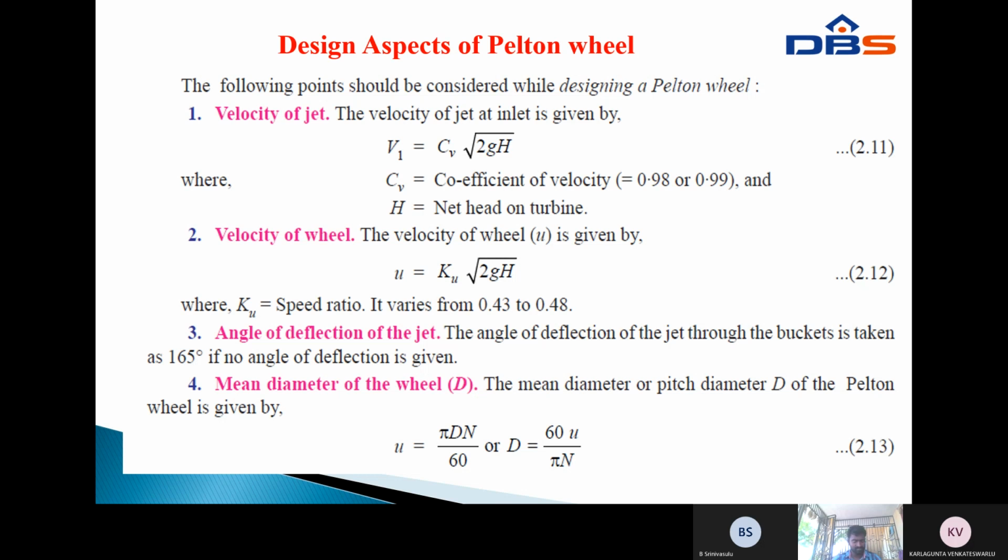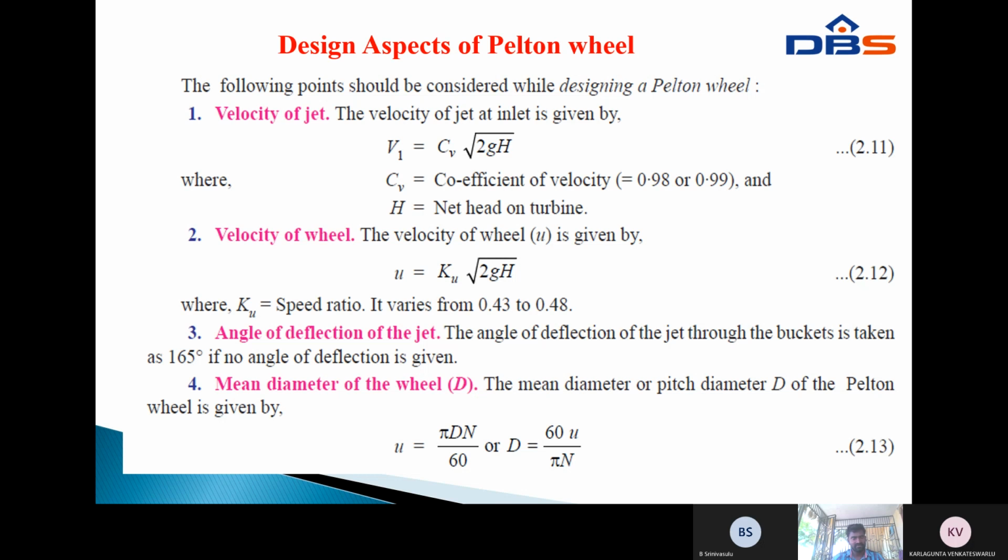The design aspects of Pelton wheel turbine. Velocity of jet. The velocity of jet at inlet is given by V1 equal to Cv root of 2gH, where Cv equal to coefficient of velocity, H equal to net head on turbine. Next, velocity of wheel, U equal to Ku root of 2gH, where Ku equal to speed ratio. It varies from 0.43 to 0.48.